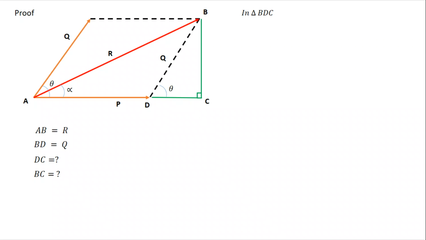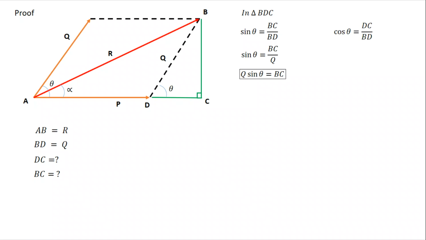So for that, in triangle BDC, how do we find this unknown BC and DC? With the help of sin theta and cos theta. Theta is the included angle between BD and CD. So sin theta is what? Opposite side upon hypotenuse. The opposite side is BC divided by BD. But BD is known, BD is Q. So simplifying this equation, Q is multiplied with sin theta, then BC is equal to Q sin theta.